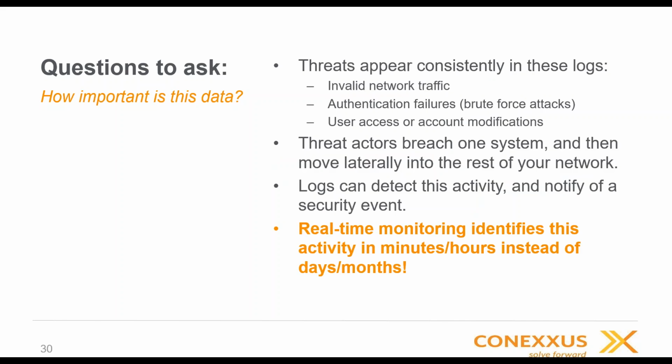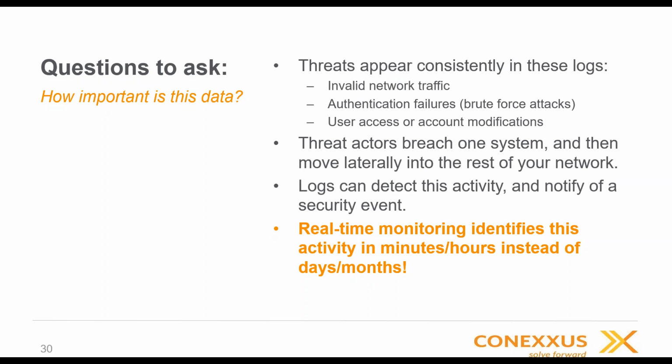The next thing to ask is, how important is the data? This data that comes out of these systems, there's threats that appear consistently in these logs. So you've got invalid network traffic, you've got authentication failures, you've got user access or account modifications, administrators going in and modifying other user accounts, things like that. And if you're on a commodity internet, such as a Comcast or a Verizon, they are subject to constant attack. So that invalid network traffic is a very, very real thing.